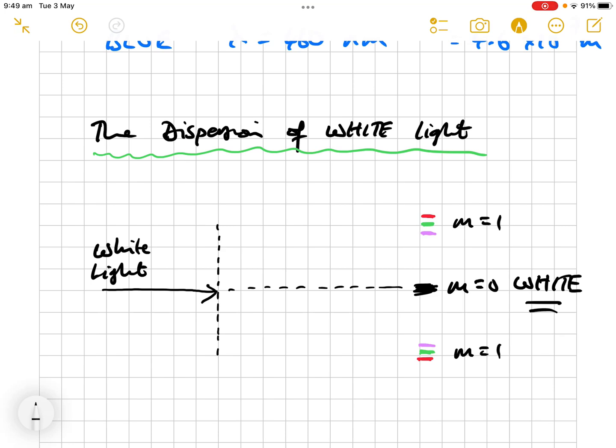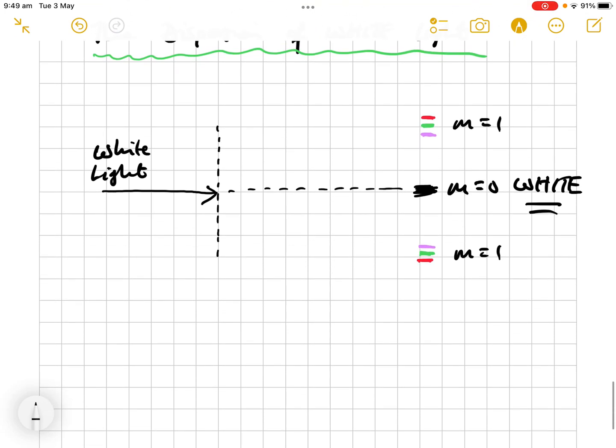So in fact, when you have white light incident on a grating, the central maximum will always be white, but all the other fringes, maxima, will be little visible spectra with red diffracted most. Now you can see why red would be diffracted most if we look at our equation.